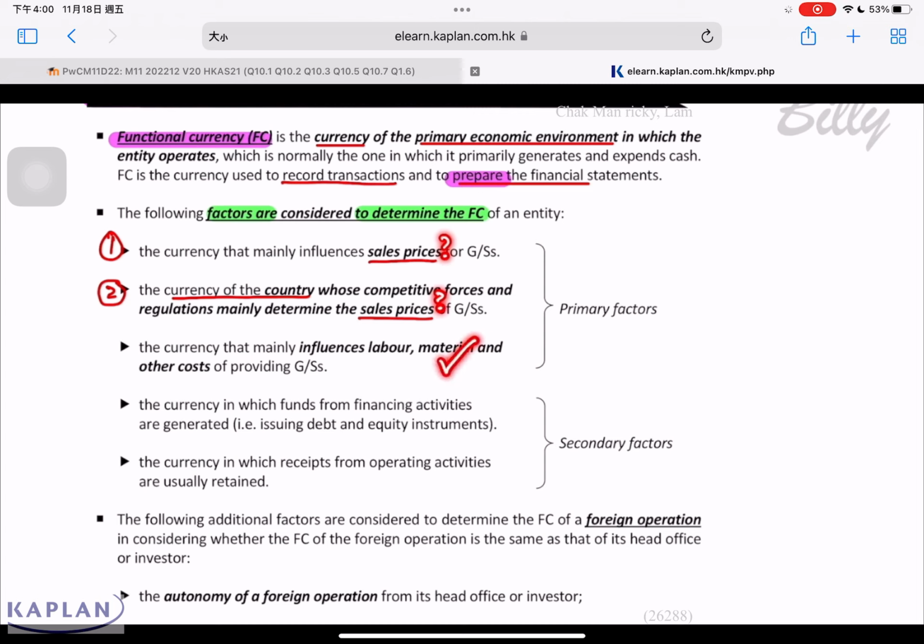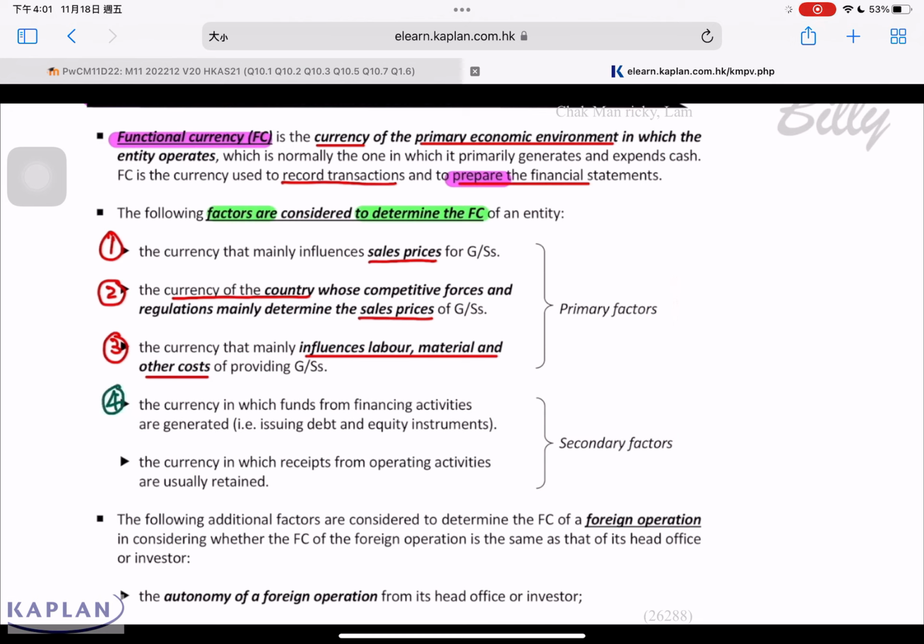Then we look at the cost. The third factor is talking about the cost. Functional currency is the currency that mainly influences the labor, material, and other costs of providing goods and services. For example, 80% of the costs are mainly denominated and settled in Hong Kong dollar, and 20% in renminbi. This indicates that the functional currency is Hong Kong dollar. The first three factors are the preliminary factors, the main factors to consider. In the exam, you must mention that first we must consider the preliminary factors. After considering the preliminary factors, if the functional currency is not obvious, then we look at the secondary factors.